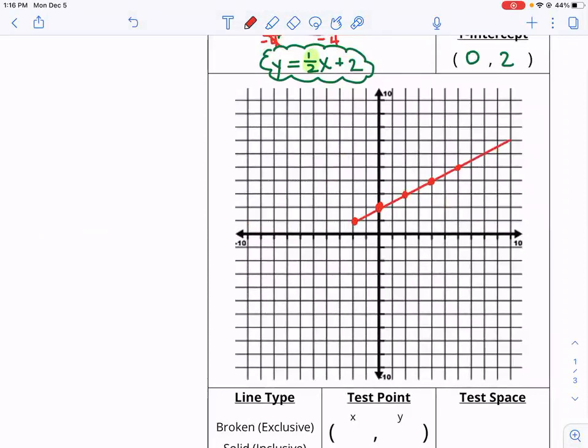Whoa. Dang, Peyton. Peyton, you should teach.